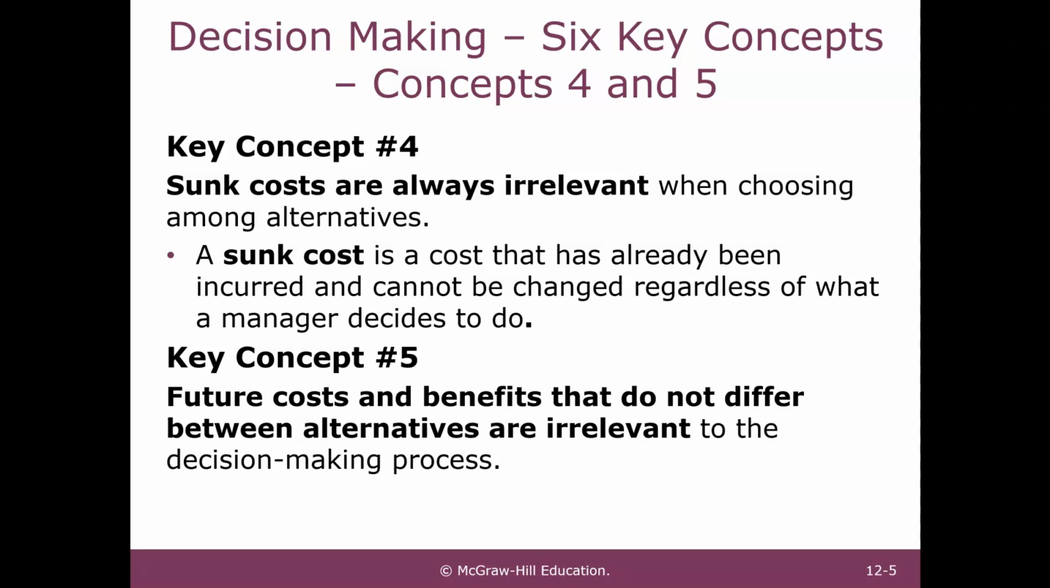And key concept 5 is future costs and benefits that do not differ between alternatives are irrelevant. So what this means is if you choose alternative A, you have a cost of $3, and if you choose alternative B, you also have a cost of $3. Because they both have the same cost, you don't need to include the $3. You only want to include anything that is different between the 2.